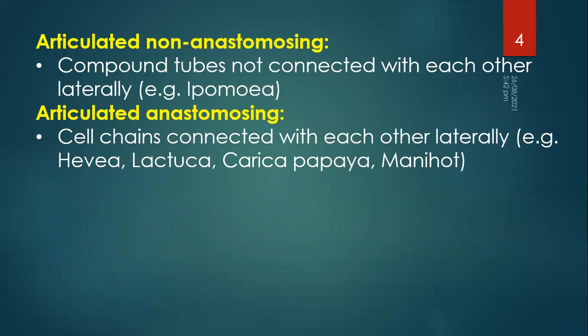Articulated non-anastomosing. These are compound tubes not connected with each other laterally, for example in the plant Hevea. Articulated anastomosing. In this type of laticifer, the cells are present in chains connected with each other laterally, for example in Hevea brasiliensis, Lactuca, Carica papaya, and many others.